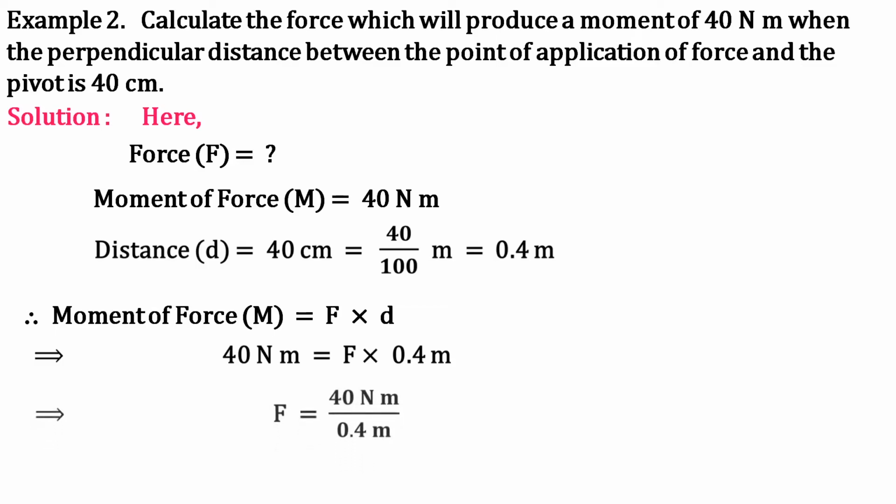Now the value of F will be: 0.4 will go and get divided with 40 Newton meter. So F becomes 40 Newton meter upon 0.4 meter, which gives us the final value of F as 100 Newton.